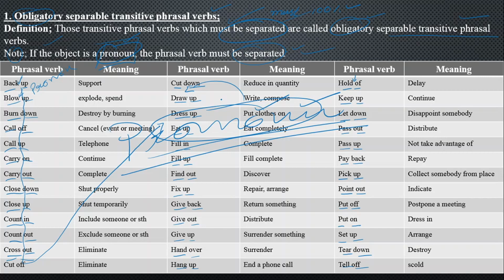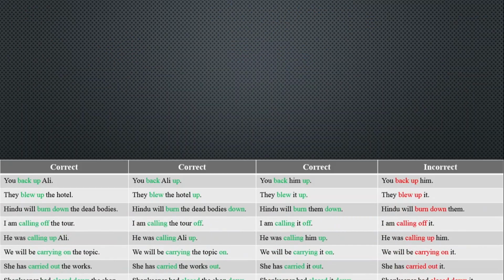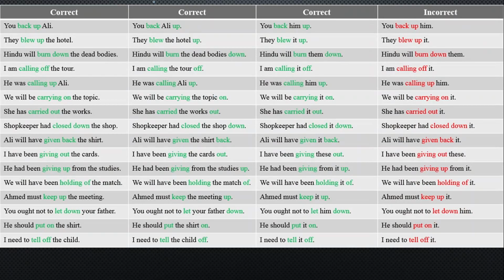Now look at the examples which we are going to discuss. The sentences I've written in green are all correct, but the ones I've written in red are wrong. How? I will tell you. Now see, back up means to support. You back up Ali. It is also correct: you back Ali up. When your object is a noun, you have the choice to change it or not. This is also correct because Ali is an object and it is a noun. Whether you bring it between the verb and adverb particle, or write it after them, both ways are correct.